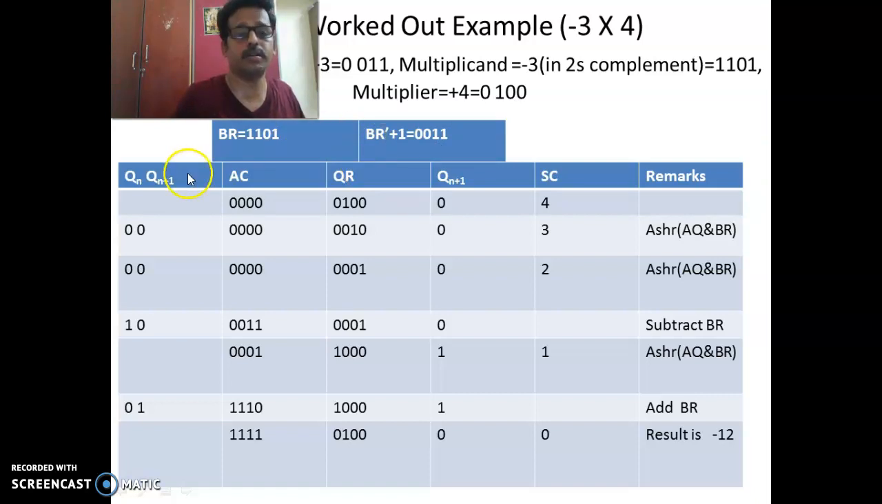Now we will get into the algorithm. We know that AC is initialized with 0, so we have taken 4 bits, so 0 is represented with 4 bits.